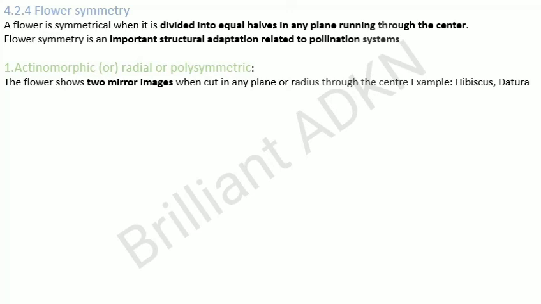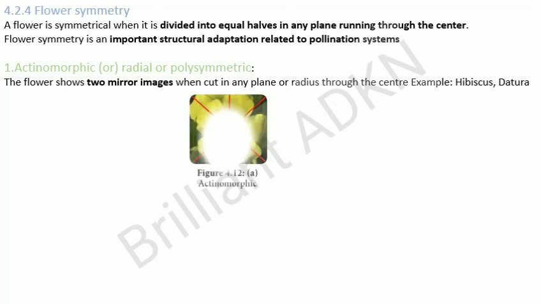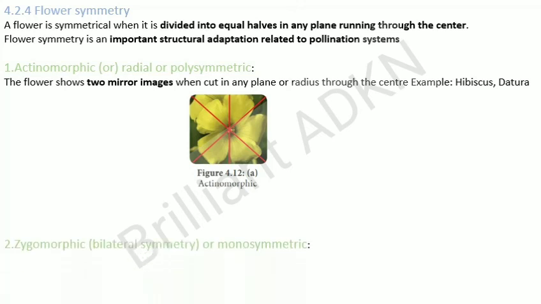Example, hibiscus and datura metel. In this picture we can see the flower is cut into equal halves at any plane, so it forms mirror images of one another. So it is said to be actinomorphic or radial or polysymmetric.